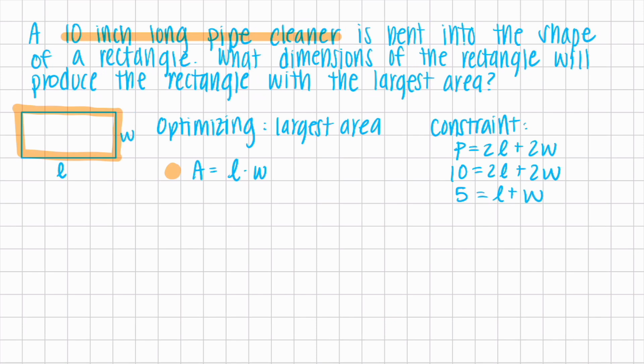Now, like I said, it doesn't matter which variable we solve for. We are going to give our answer with both dimensions, so we just need to choose one. So I might solve for length. I'm going to say length is 5 minus w. And then I can replace length in my area equation with that 5 minus w. I'm going to distribute the w to make it a little bit nicer when we do our derivative.